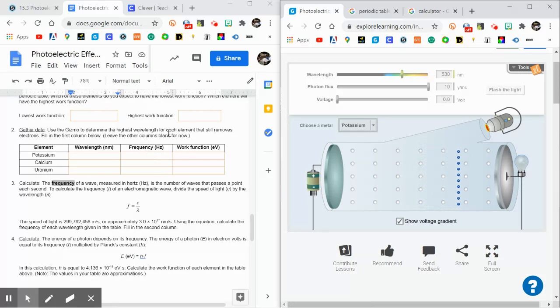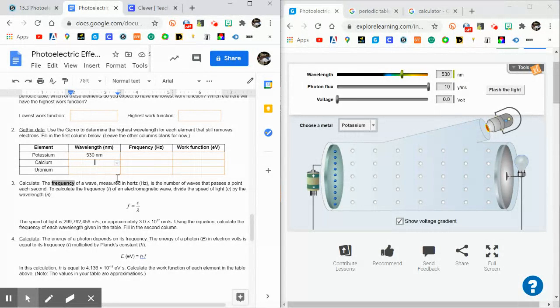So that is the highest wavelength of each element that still removes an electron. So 530. Did I do 540? I don't remember. No, I didn't do 540. So 530, everybody. For potassium, it's 530 nanometers. Okay.